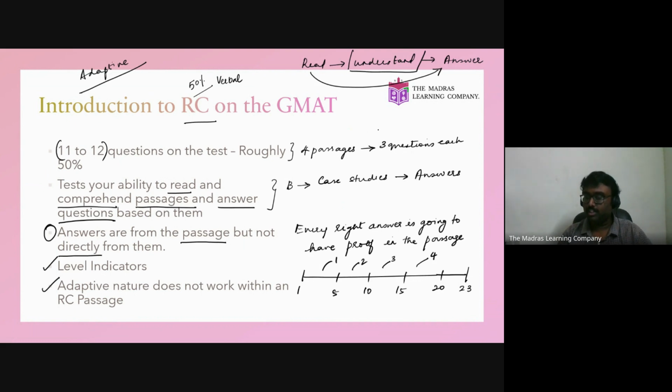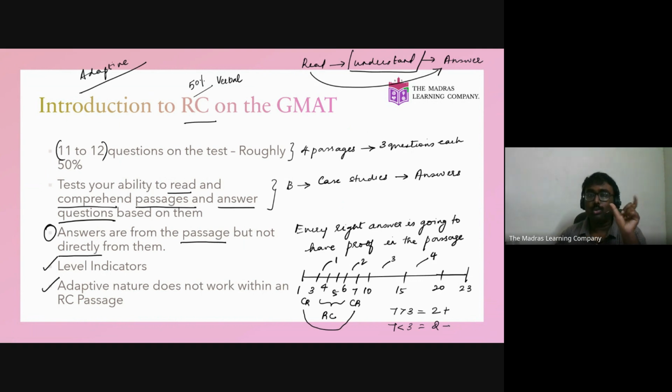So what do I mean by that? Let's say question number 4, 5, and 6 are RC questions, right? So question number 3 is going to be CR and question number 7 is going to be CR. Now, the adaptive nature will only be between question number 3 and 7, but not between 4, 5, and 6. Which means 7 will be tougher than 3 if you have got 2 questions right. 7 will be easier than 3 if you have got more than 2 questions wrong.